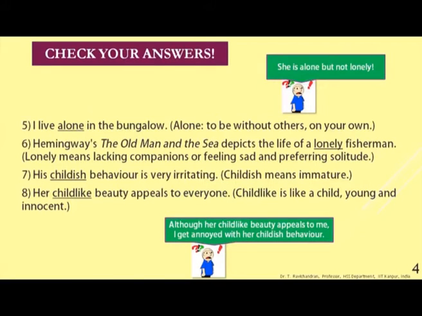Fifth one and the sixth one, the pair is alone and lonely. The correct answer: I live alone in the bungalow. Alone is to be without others, on your own, independently. In the next one, you should have used lonely. Hemingway's The Old Man and the Sea depicts the life of a lonely fisherman.